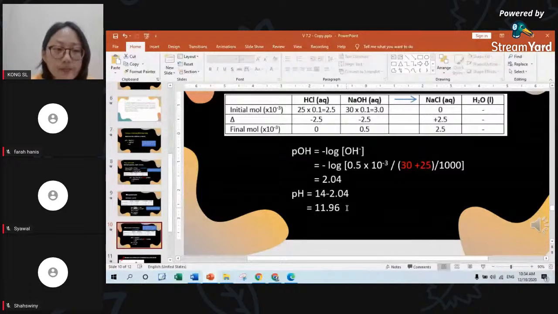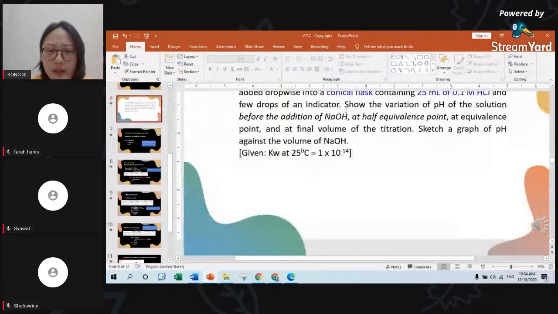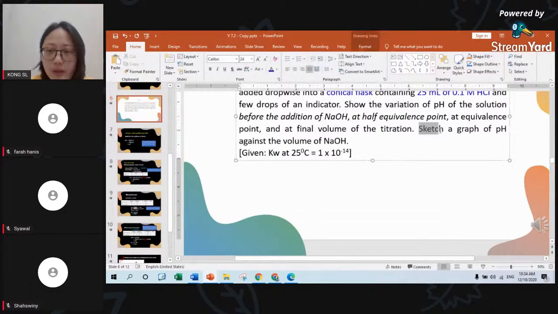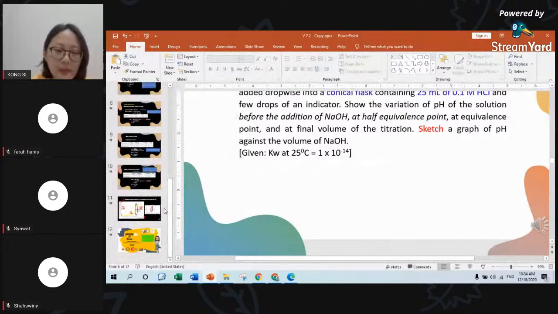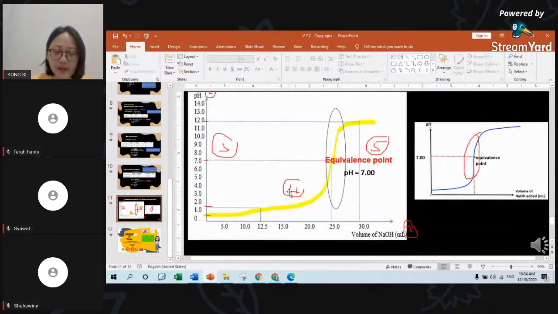Okay. After you answer all the questions, before we continue, don't forget there is another question over here. So during PSPM, please highlight all the action verbs, so that you won't miss out any question. Graph. Just now there was a question about graph. I will continue, that's why I jump to here first.